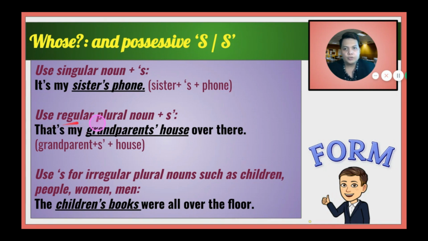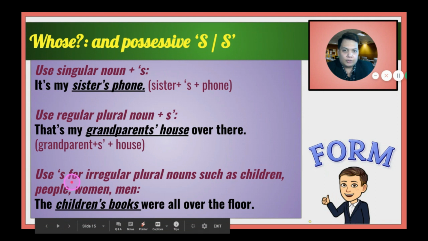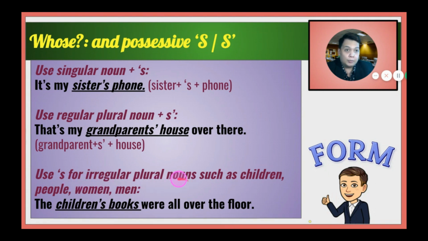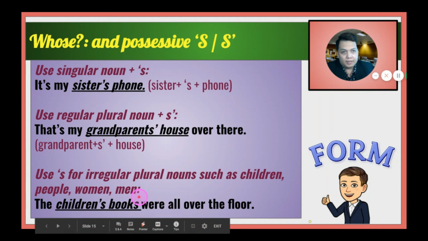We also use regular plural nouns plus s apostrophe. So that's my grandparents' house over there. If you are talking about a plural noun, it generally has an s already, so we put the apostrophe after the s. Grandparents' followed by house. We use apostrophe s also for irregular plural nouns such as children, people, women, and men.